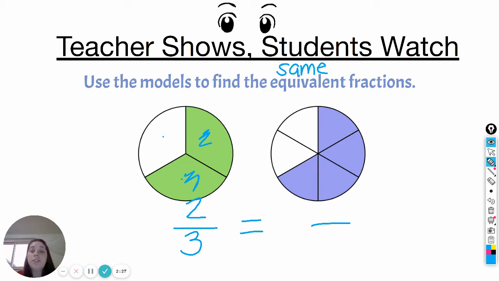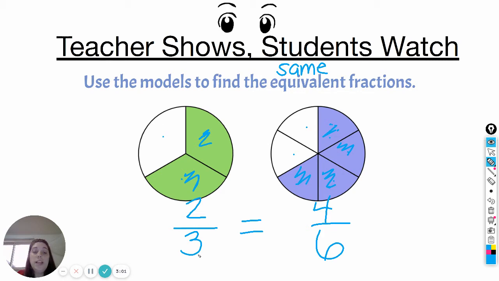Now let's look at the fraction for the other model. This one has 1, 2, 3, 4, 5, 6 pieces in it. So this shape has 6 pieces, which means the denominator is 6. One, two, three, 4 of those pieces are shaded, so that's our numerator. So according to our model, 2/3 is equal to 4/6.